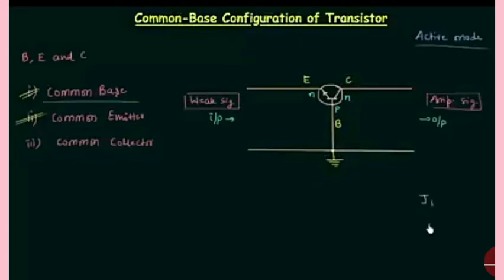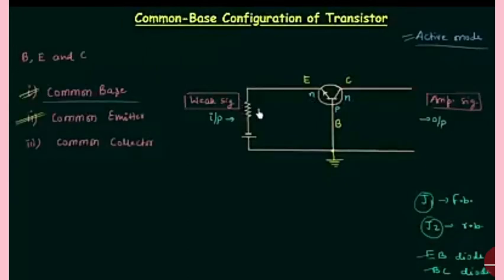There are two junctions in the transistor, junction J1 and junction J2. In active mode of operation, junction J1 is forward biased and junction J2 is reverse biased. J1 is the junction of diode EB and J2 is the junction of diode BC. We can consider the transistor as two diodes connected back to back. So diode EB is forward biased and diode BC is reverse biased.